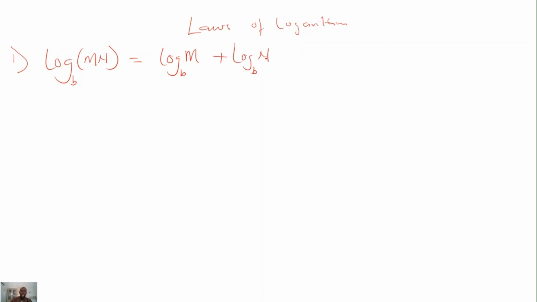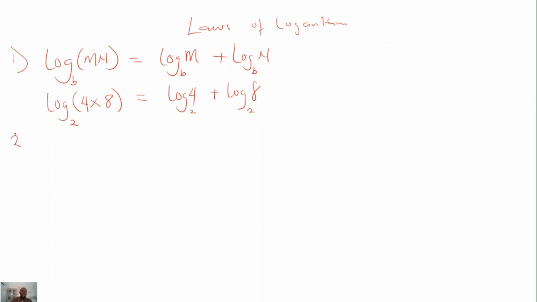The laws of logarithms. I'll start with law number one. For an expression log mn base b, this can be written as log m base b plus log n base b. For example, if you have log 4 times 8 base 2, this is the same thing as log 4 base 2 plus log 8 base 2.